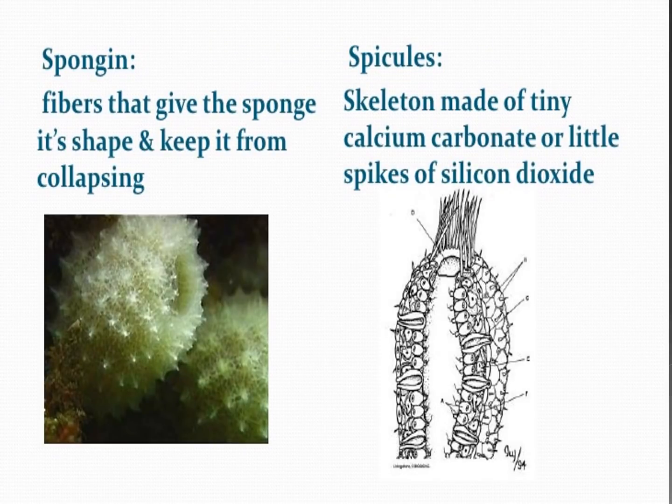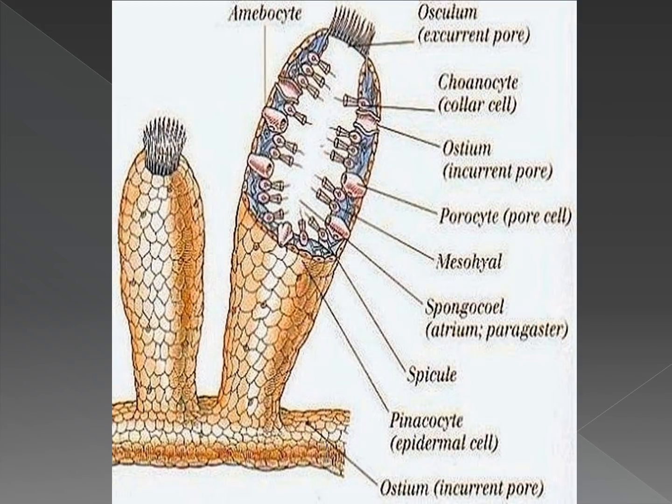These are the animals which normally contain spongin. Spongin is a fiber which gives them shape and also makes sure that these animals remain upright and don't collapse. And spicules are the little spikes which are present on the body of these animals.